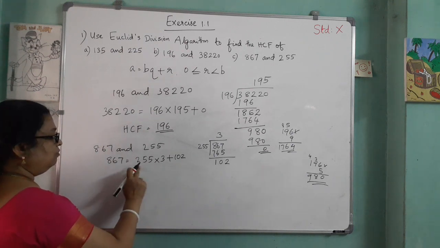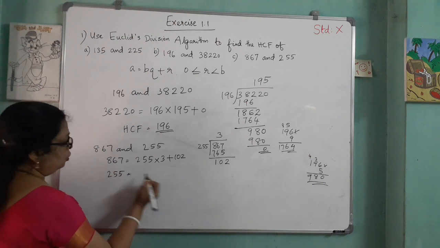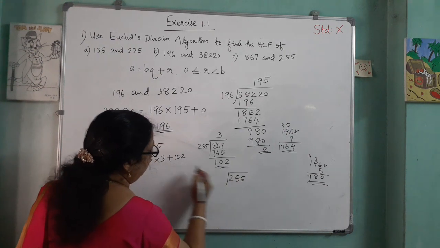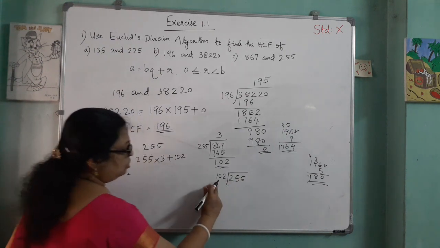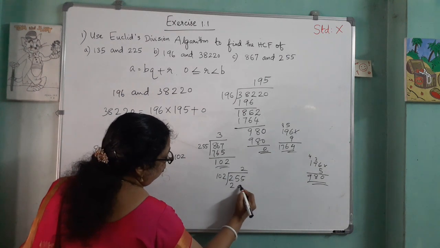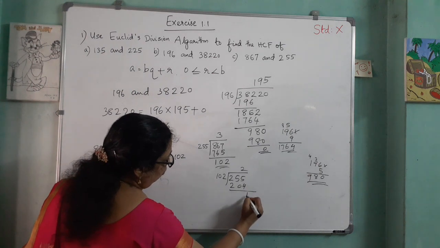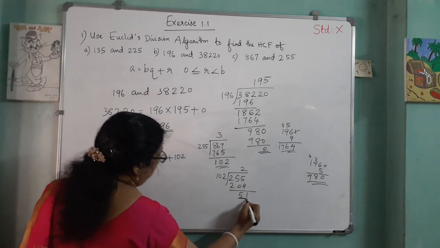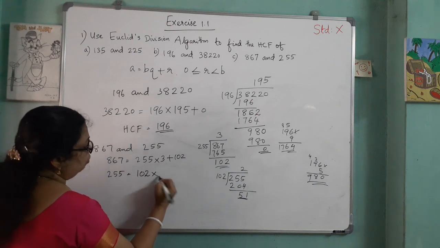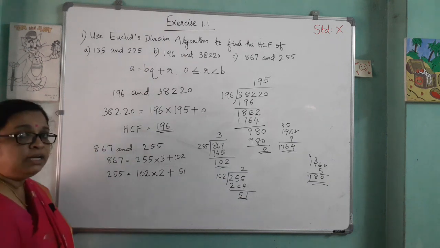So again, the next dividend is 255, and we divide 255 by 102. 2 times it goes, 204. Then subtracting, 5 minus 4, 1; 5 minus 0, 5. So we write 255 equals divisor 102 into quotient 2 plus remainder 51. Here also the remainder is not 0.